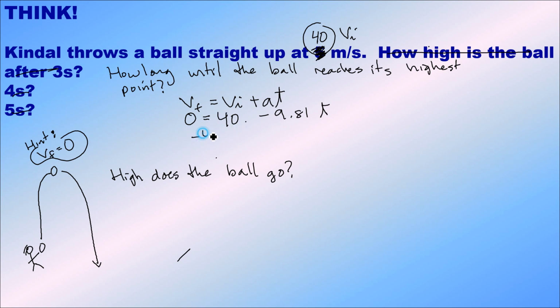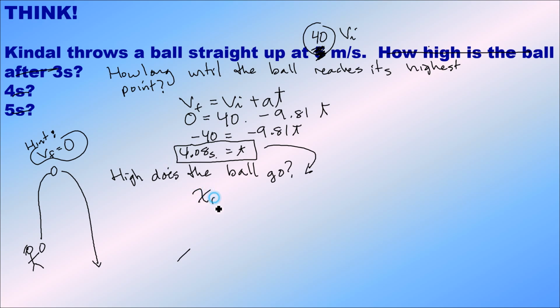We'll subtract the 40 to the other side, just like we would in math class. And then we divide by negative 9.81. And we get our answer that after 4.08 seconds, this ball has reached its highest point. So now we use this to know how far it goes. So if you didn't figure out that velocity, now's a good time to pause the video and give it another try. How high does the ball go now that we have a time?